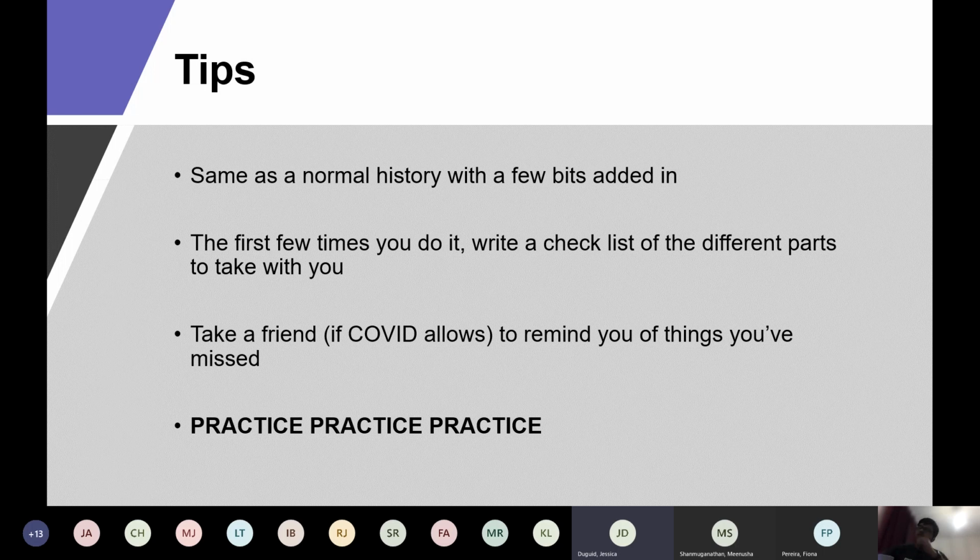My advice for taking a history is, for the first few times you do it, write a checklist of the things you need to include, and take it with you and just look at it. I would just say to the patients, I'm really sorry, I'm just making sure I've covered everything. Or if you're allowed to, I'm not sure if you will because of COVID, bring a friend with you. They're useful because they can tell you what you've missed, and also you can watch someone else. If you can't, that's a bit annoying.